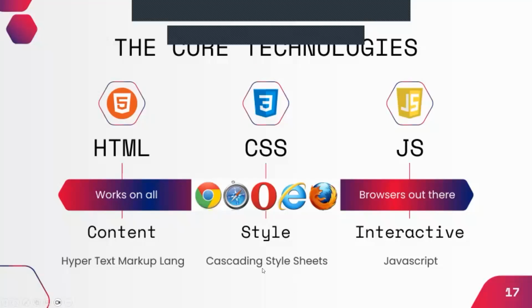CSS stands for Cascading Style Sheets. So if this is the skeleton, CSS would be the paint. This is what we use. And JavaScript would then be the engine. This is what we use to add interactivity. So these three core technologies work for all browsers. So whether it's Chrome, Safari, Opera, Explorer, which is no longer supported, it's Edge now, and Firefox. So let's see what HTML5 is.